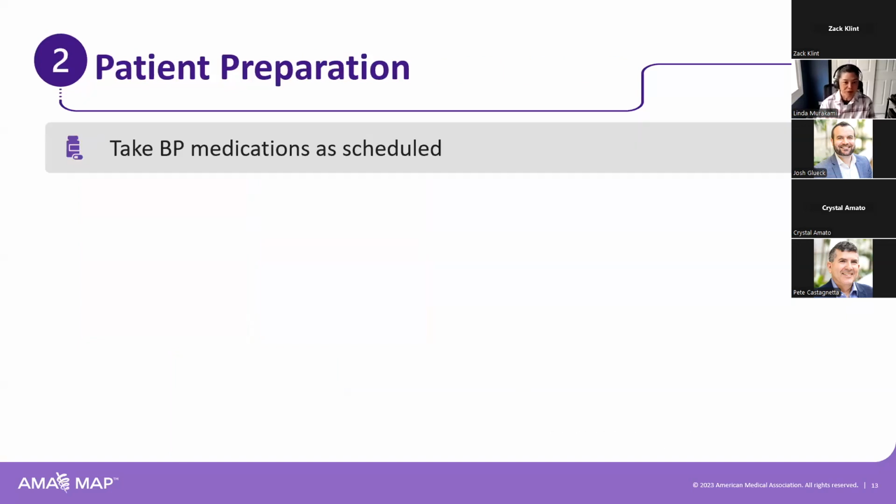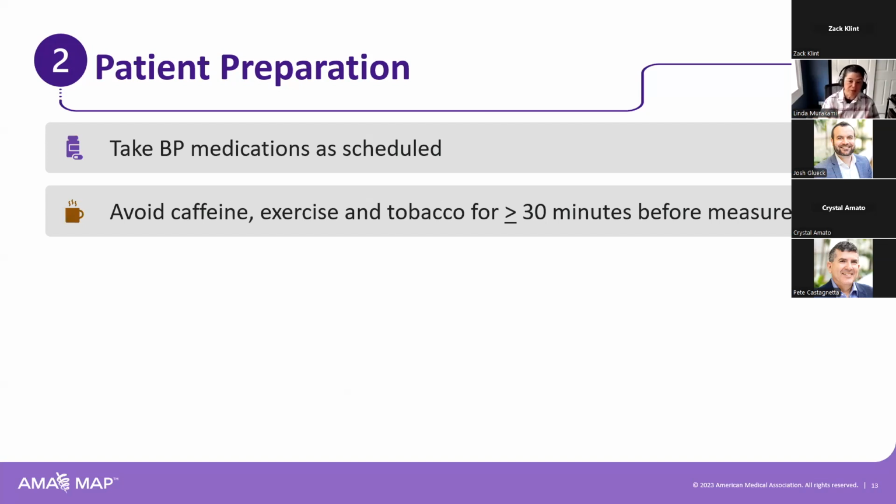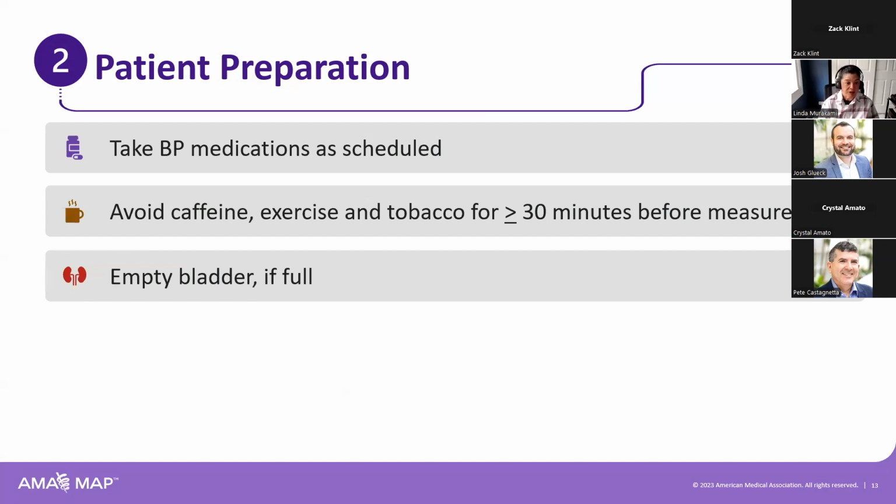So now to prepare our patient for in-office blood pressure, patients should be instructed to take their blood pressure medications as scheduled because, how many patients intentionally skip morning meds before appointments, just to show you how high their blood pressure really is. We want them to avoid caffeine and smoking and exercise, also large meals, for 30 minutes prior to the visit. And then they should empty their bladder if needed.